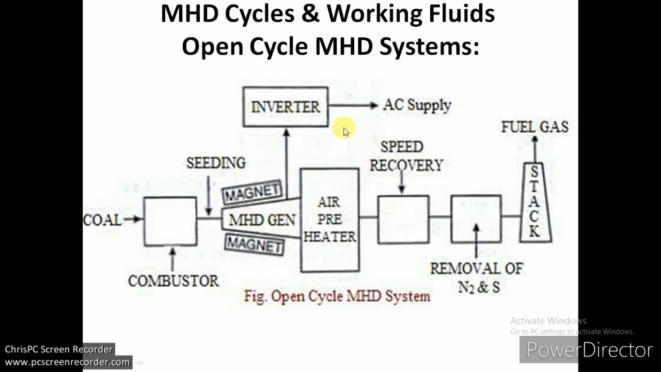As you can see here, it is V cross B, where capital B is the magnetic field and V is the velocity of the plasma. This way the velocity can help you increase the power generation. The inverter converts the DC electric current produced into AC current.